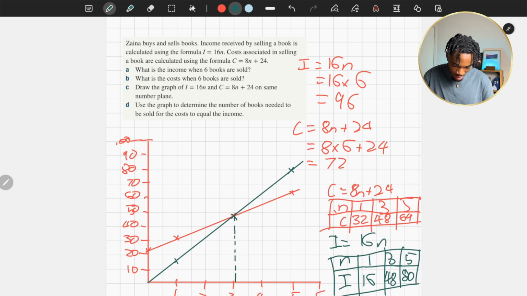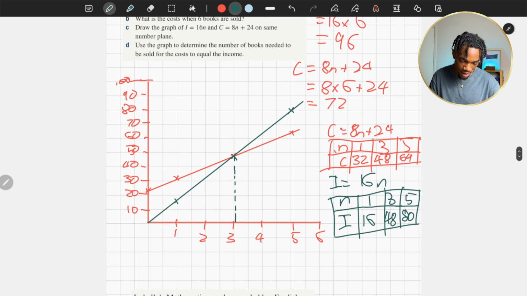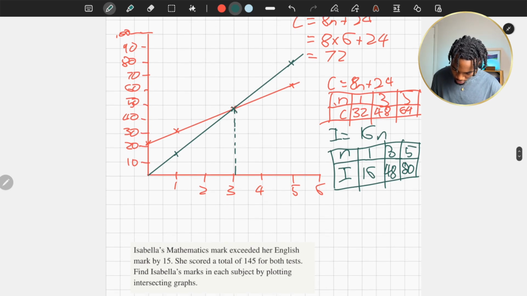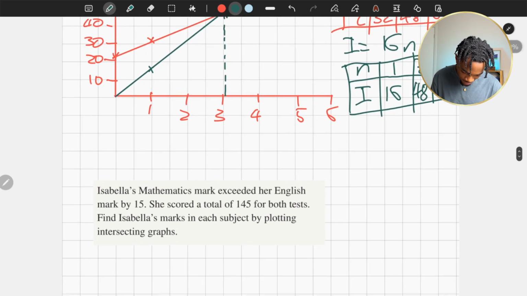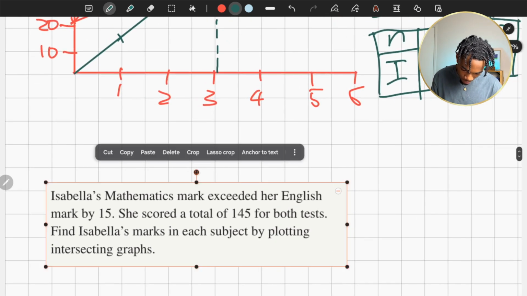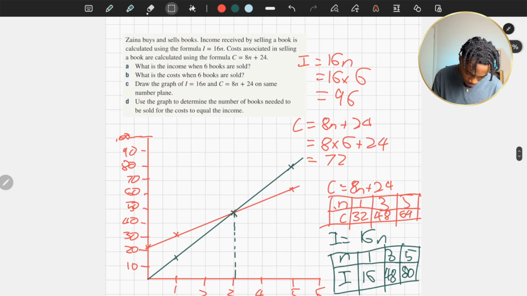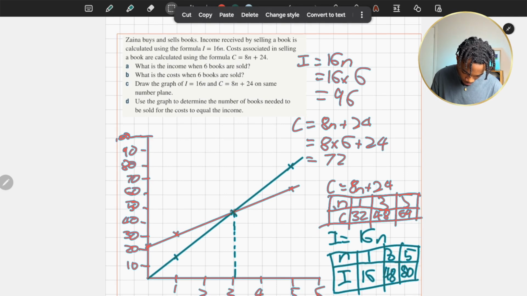Most of the time, you'll have to solve these with graphs. If it doesn't ask for a graph, you can feel free to use the substitution method or whatever. But they usually have a graph in this, and you can go through them in some of the HSC questions. So let's keep going with this.